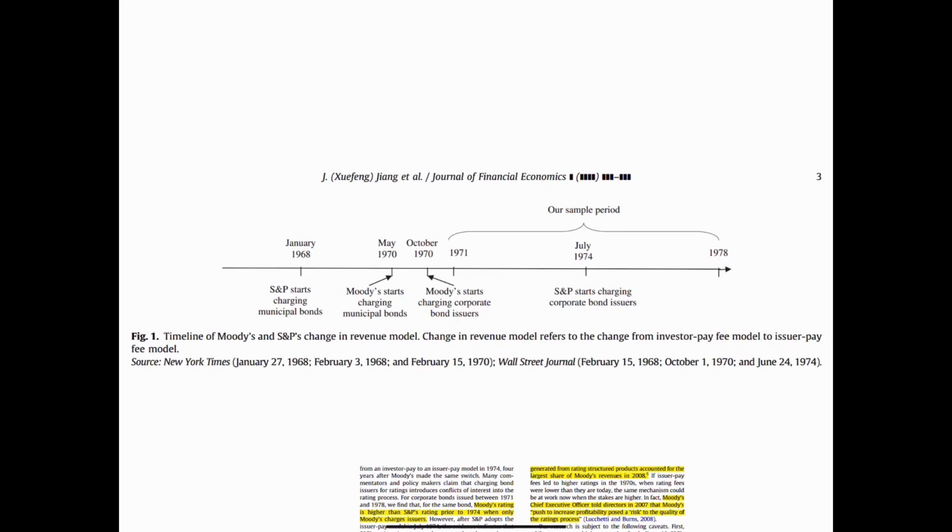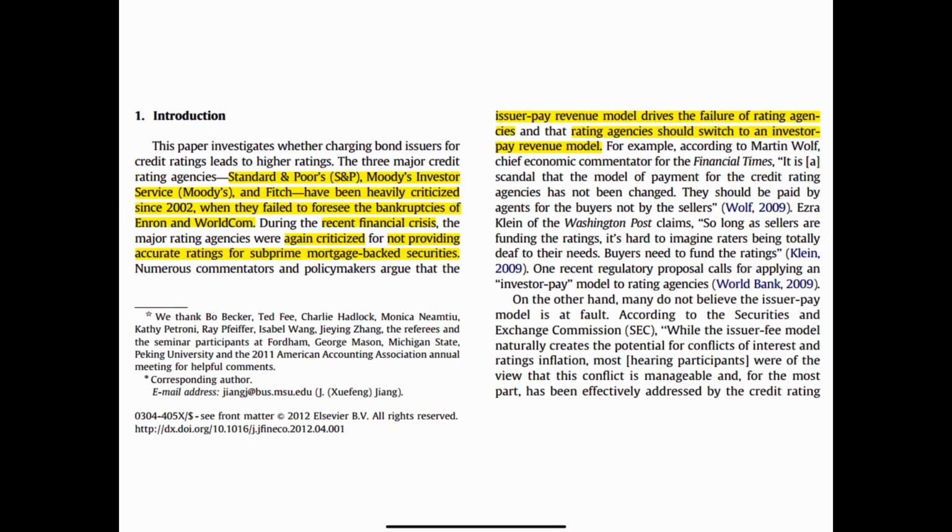After all, Moody's and S&P are for-profit companies. They're listed companies. They want to generate revenue. Fair enough. All right, here's a paper related to what we just discussed. It's published in one of the top journals in finance, Journal of Financial Economics, and you can read it in your own time.